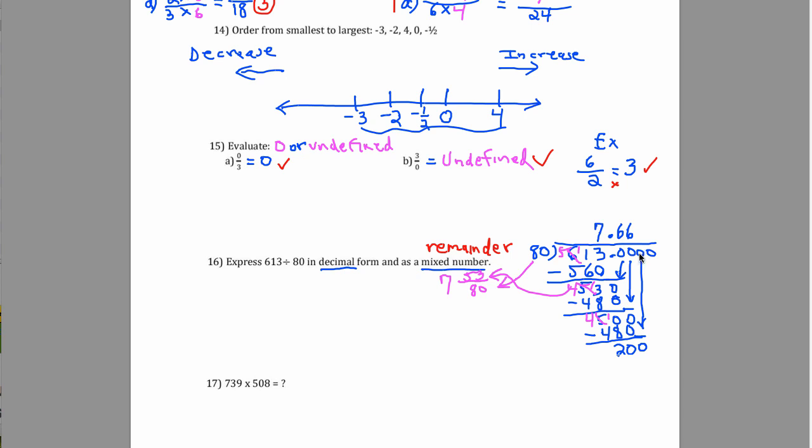80 into 200. Well, 3 times 8 would be 24. A little bit too big, so let's try 2. 2 times 0 is 0. 2 times 8 is 16. 0. We borrow. 2 becomes a 1 and a little 1 here. 10 minus 6 is 4. Bring down the next 0.